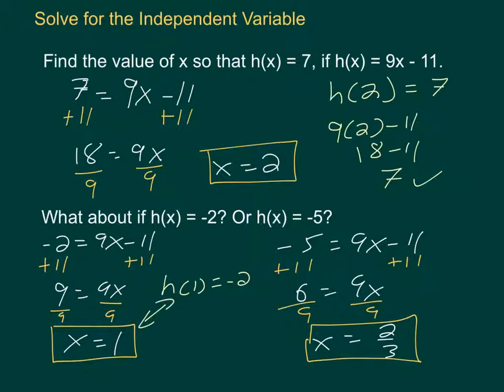And the second one, I just reduced the fraction. 6/9 is the same thing as 2/3. So even though we get a fraction, there's nothing wrong with that. And this is basically saying that h of 2/3 equals -5. So that's the comparison that we have there. All right, hope this makes sense. Seems like it's pretty straightforward so far, and it doesn't get much harder than this.